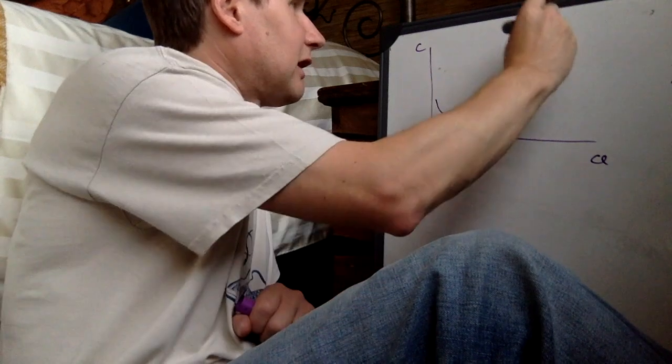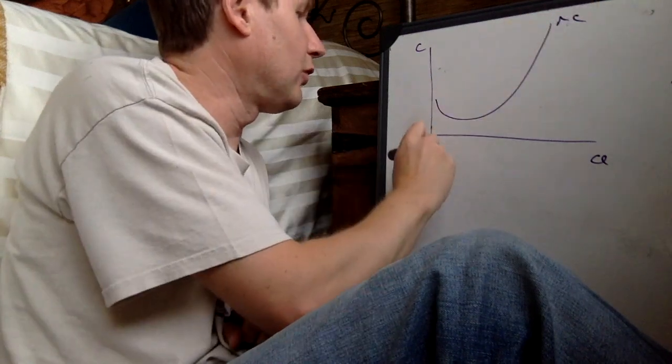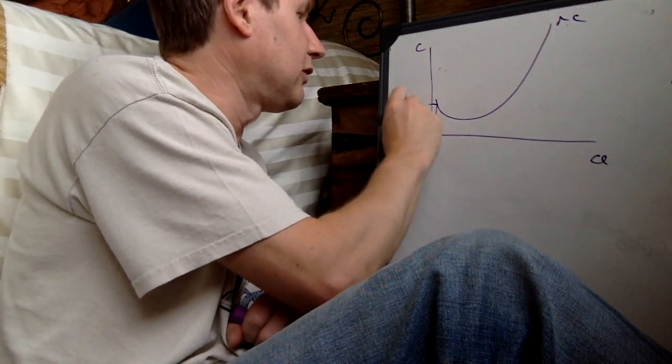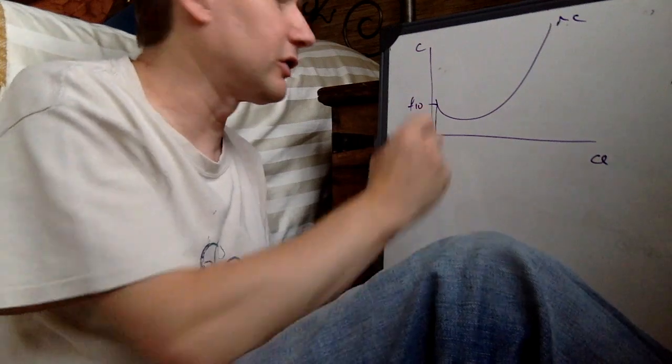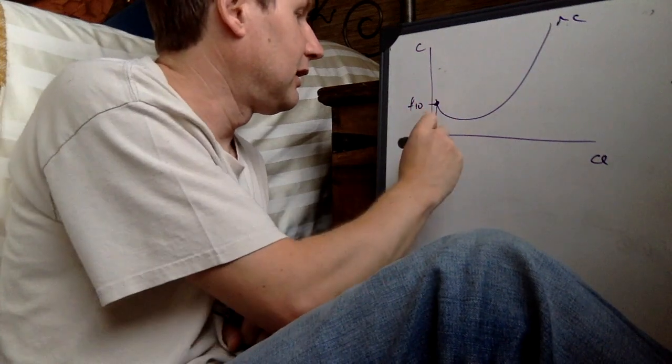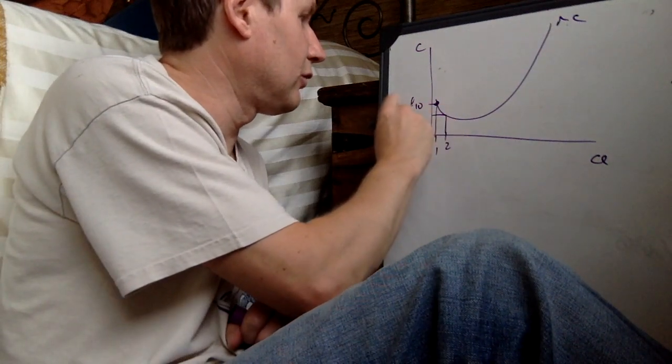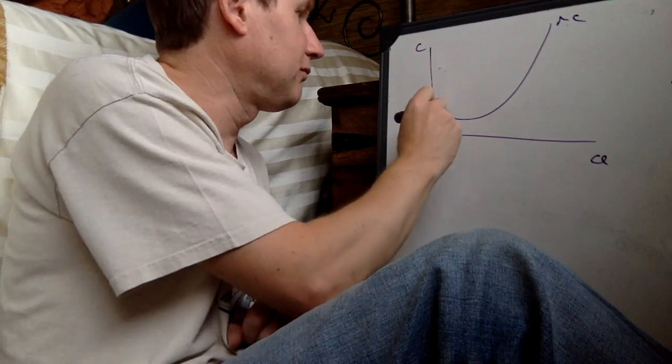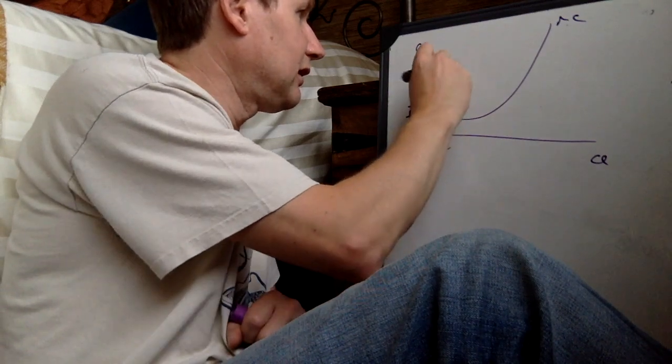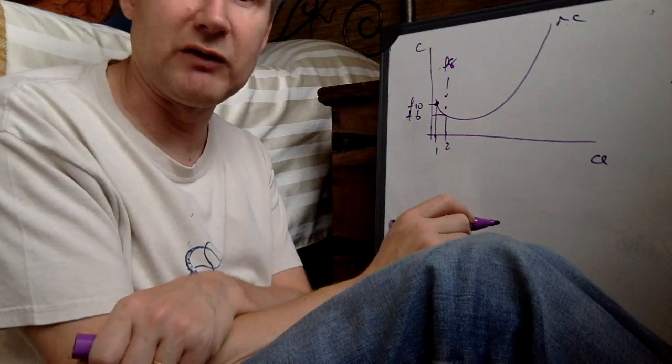So your marginal cost goes like that. If I make 1 unit and it costs me 10 quid, then my average variable cost is 10 quid. If I make 2 units and the second one costs me 6 quid, then my average variable cost is going to be 8 quid: 10 plus 6 divided by 2.